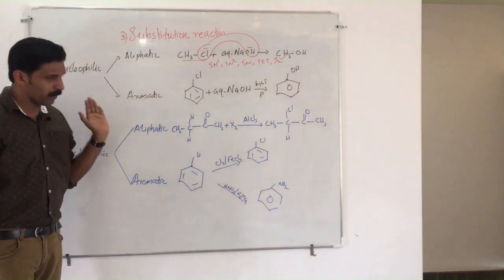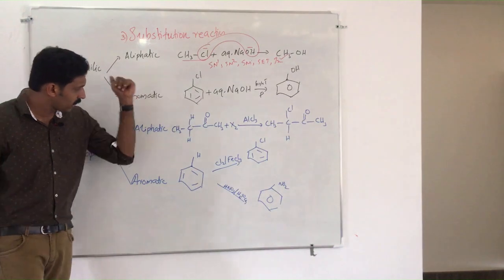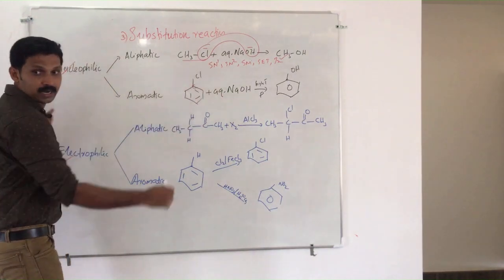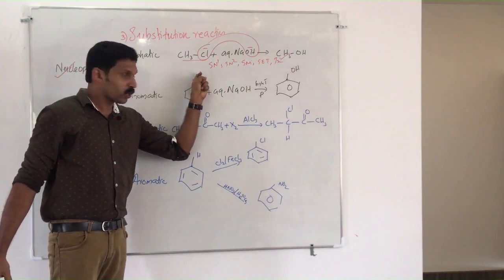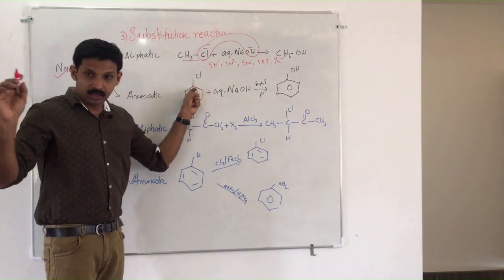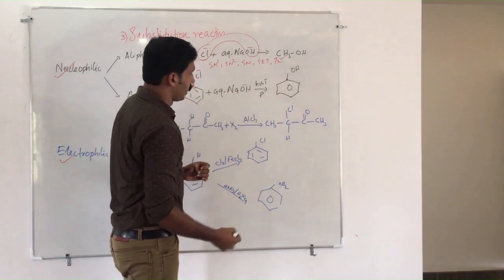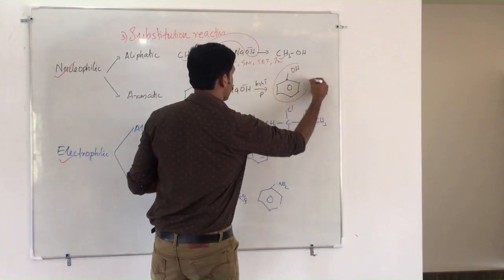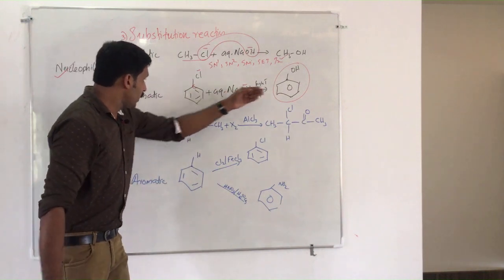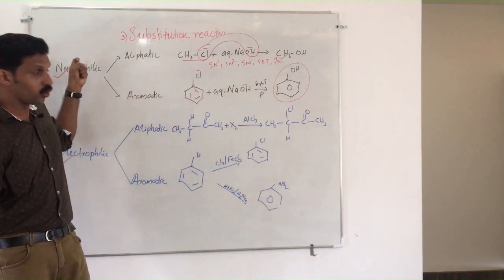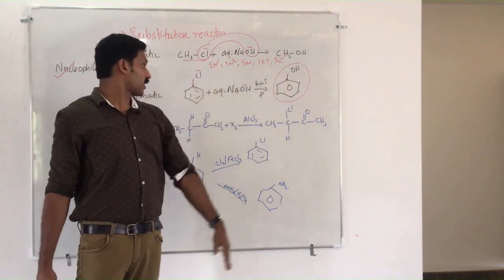Then what is an aromatic nucleophilic substitution reaction? Here again you can find that this is an aromatic compound. The C-Cl bond is there. Chlorine has more electronegativity than carbon. Therefore, Cl minus is replaced by OH minus, and you will get phenol. Since this reaction takes place on an aromatic system, it is called an aromatic nucleophilic substitution reaction.